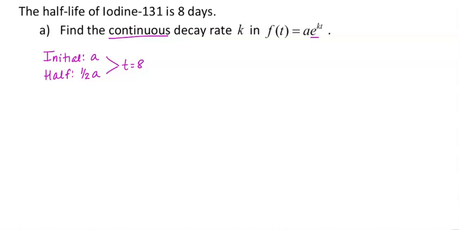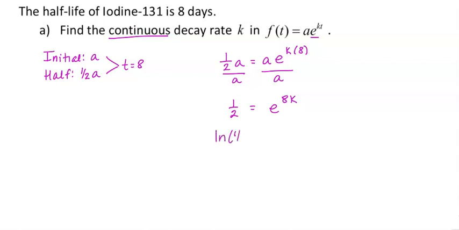So our ending amount, 1/2 a, half of what we started with, is equal to the initial amount a times e to the k times the amount of time it takes for this change to happen, which we were told would be 8. We can start out dividing both sides by a, whatever that initial amount was. We're left with 1/2 equals e^(8k). So we want to solve this for k.